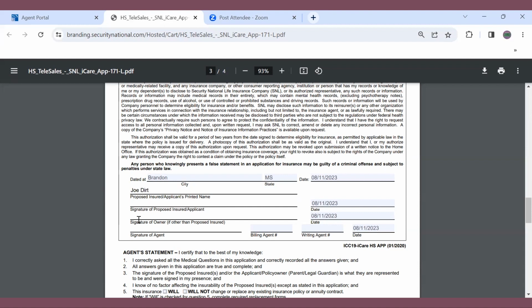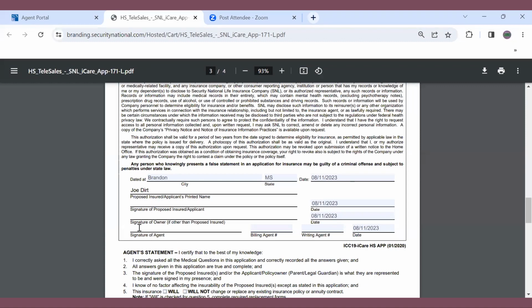And of course, if there was a different owner and we had completed that on that first page, we would have the owner sign here. If Joe was a minor, we would have as the applicant, we would have them sign and put mother, father, whoever it is that was being the applicant. If Joe would have been under 18, again, our example here, Joe would have signed for himself.